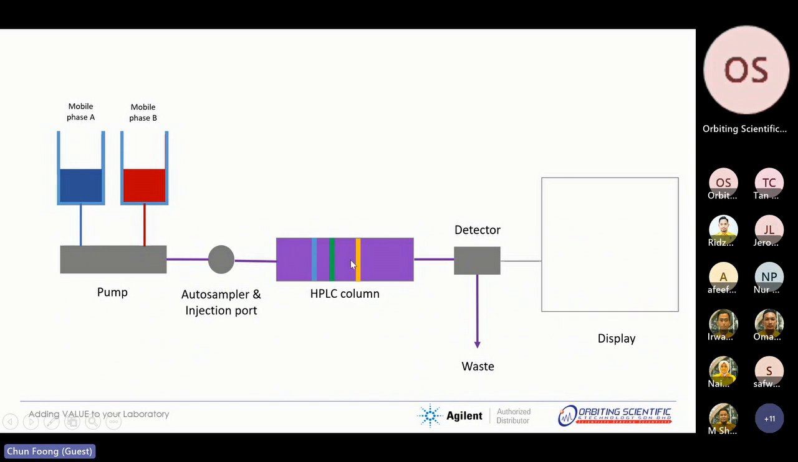The less retained compound, the one with less affinity, comes out first, goes to the detector and gives you a peak. Then the second compound follows, and you get a second peak. The strongly or highly retained compound comes out last and gives you another peak. This diagram is what we call a chromatogram.